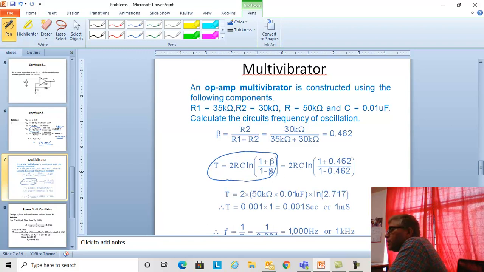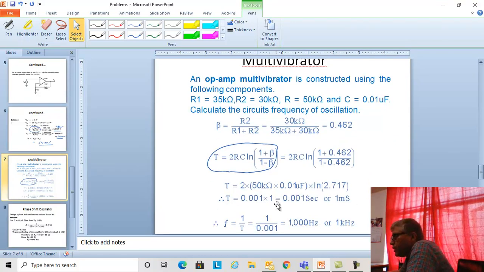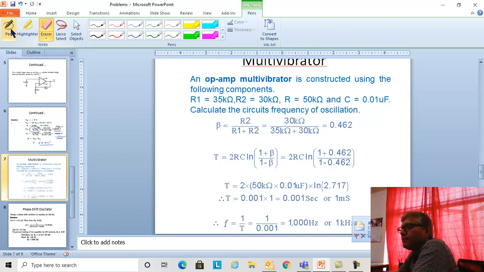So RC is there, beta we know. Find out your problem. We will have T is almost 0.001 second, that is 1 millisecond. So it will be 1 kilohertz. Okay, it's very easy.